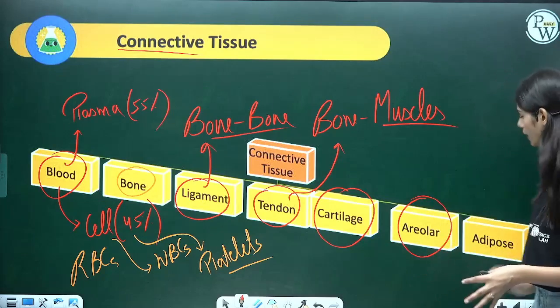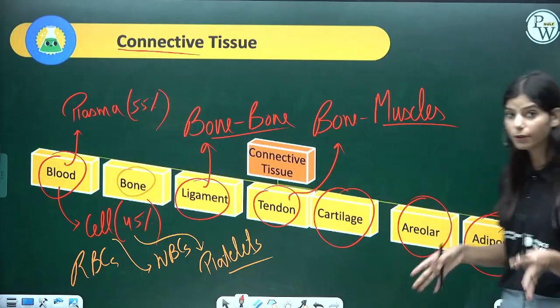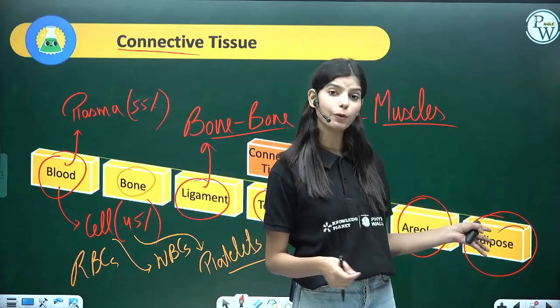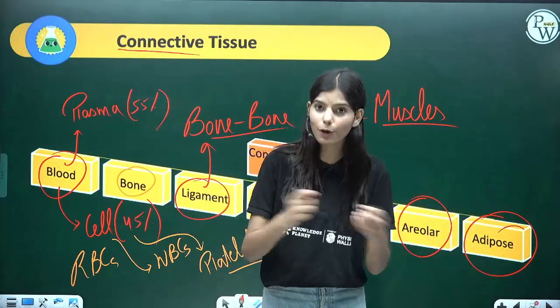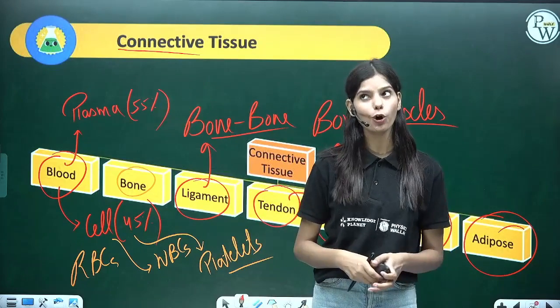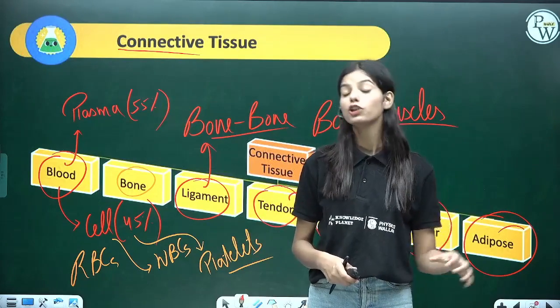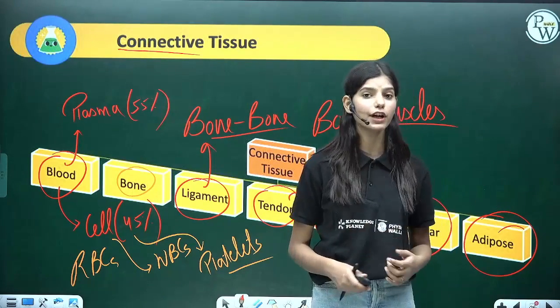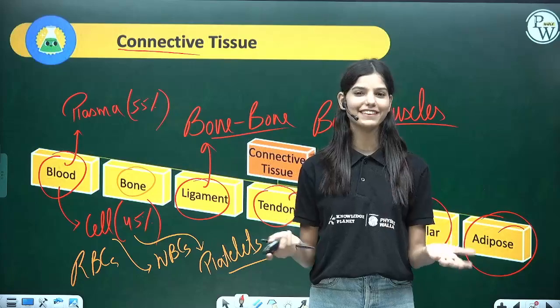Then guys, we have this adipose tissue. This adipose tissue is really important. Why? Because the cells of adipose tissue are storing the fat globules, and that's how they are helping us in insulation. We all know fats are important for our body. Not too much fat, but an adequate amount of fat is really important for us. Why? Because they help us in insulation.